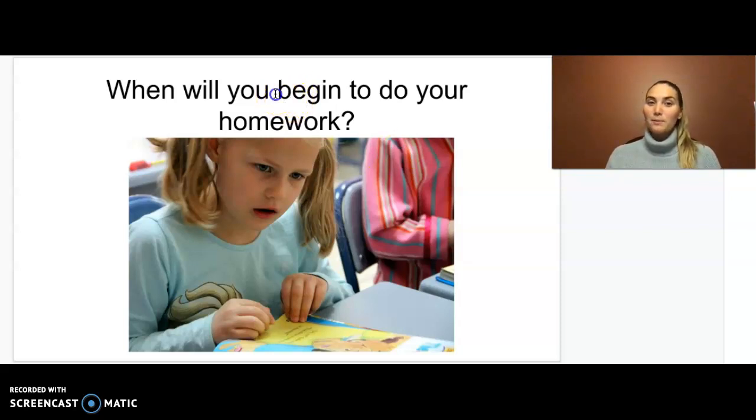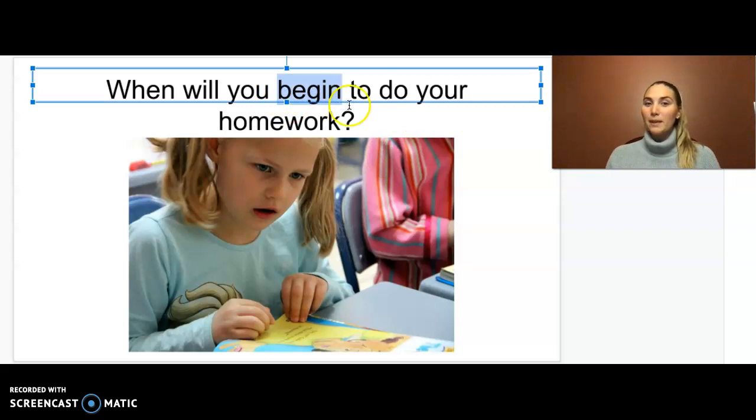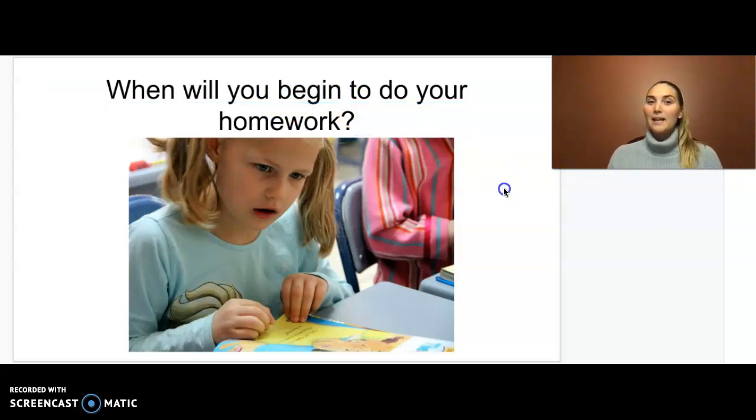This word begin is a consonant vowel pattern word. Tap the syllables with me. Begin. Consonant, vowel, consonant, vowel. Even though it has another consonant on the end, it's still a CV pattern word.